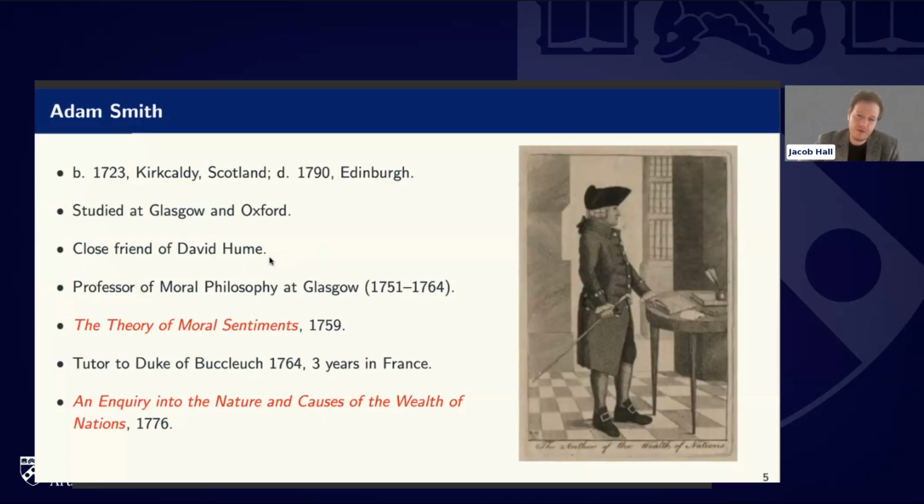He was a professor of moral philosophy at Glasgow, 51 to 64. So he was at the pinnacle of his career. In 59, he writes his first great book, The Theory of Moral Sentiments. He does a tour of Europe with the Duke of Buccleuch in 1764, spending 3 years in France as his tutor. This Duke of Buccleuch at the time would have been 18, so it's funny to imagine Smith and the Duke prancing around Europe and France, perhaps getting into trouble and Smith bailing him out. And then he comes back and writes the most famous book that we know today, The Inquiry into the Nature and Causes of the Wealth of Nations in 1776.